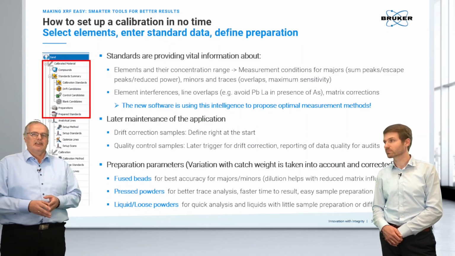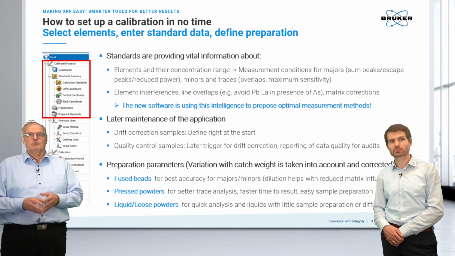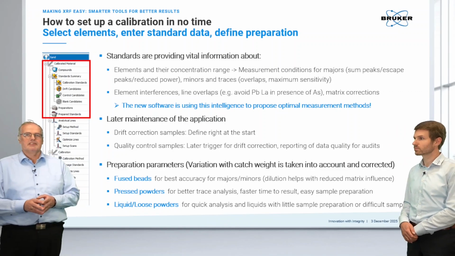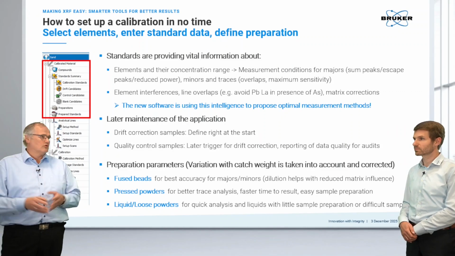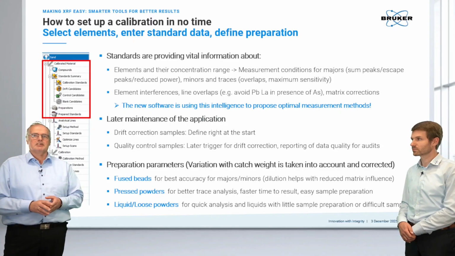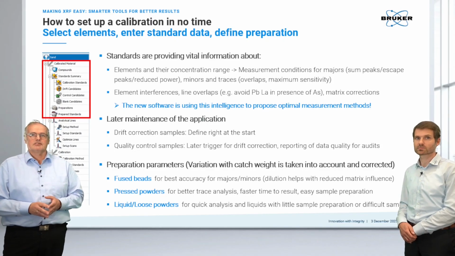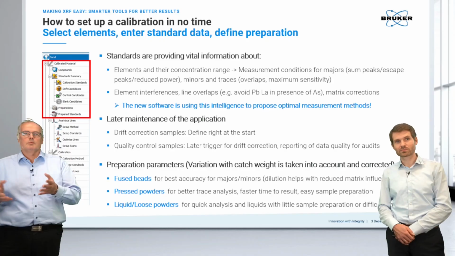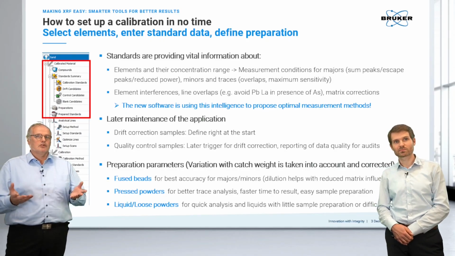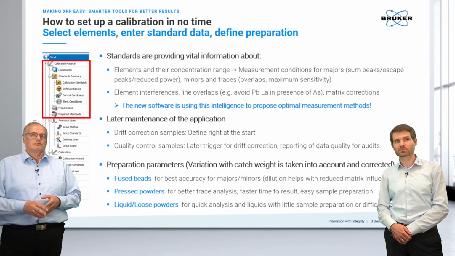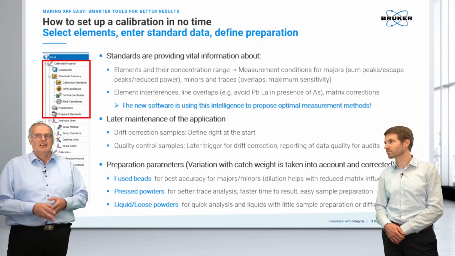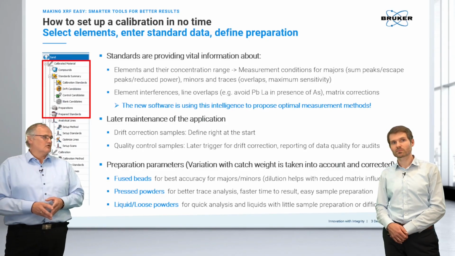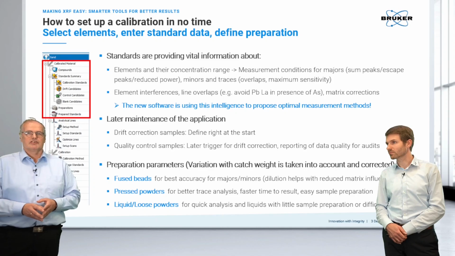And this has implications. If you analyze major elements, you would have some peaks in the pulse height distribution of the detector. So either we can go to reduced power with traditional instruments, or we use the high count rate detectors with the Series 3. Or if you go for traces, you can go to maximum intensity settings. But we also know about typical element interferences, which could be line overlaps or matrix interference. Our software takes this into account to propose pretty good measurement conditions.